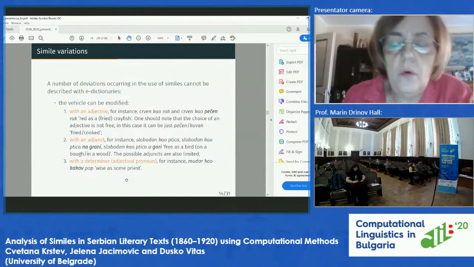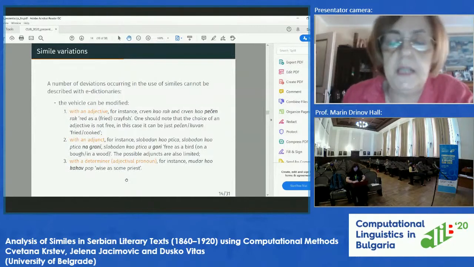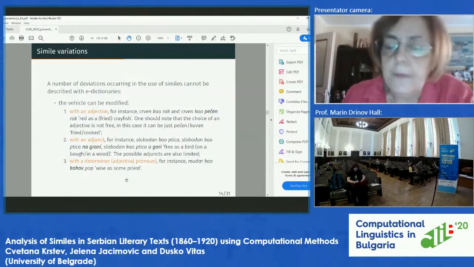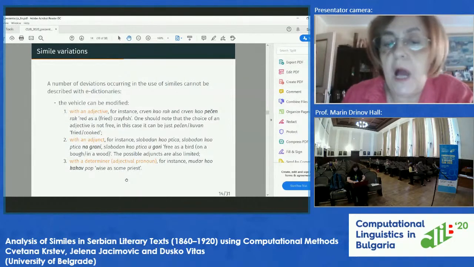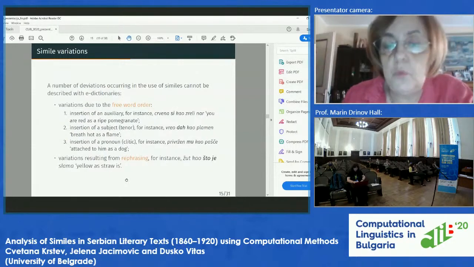Then a vehicle in a simile figure can be modified, for instance, with an adjective. So one can say red as a crayfish, but also red as a fried crayfish. There can be adjuncts. For instance, one can say free as a bird, but also free as a bird on a bough, or free as a bird in a wood. Also, a determiner in the form of an adjectival pronoun can be used: wise as a priest, but also wise as some priest.